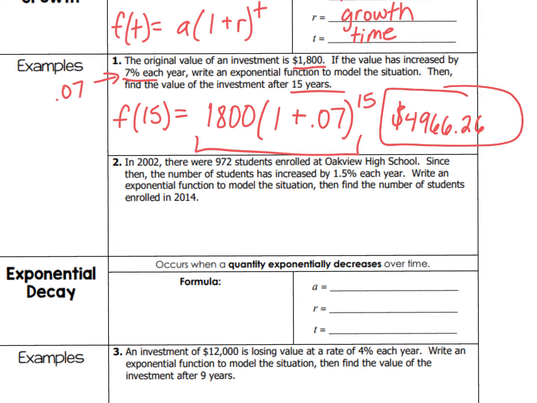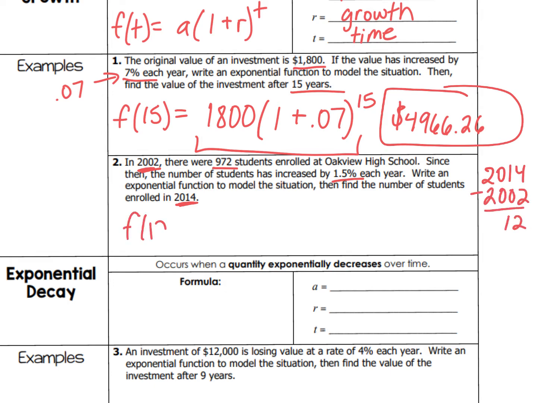Okay, so in 2002, there were 972 students, increased by 1.5%. Write a function. So how'd you get f of 12? How'd you get time of 12? 2014 minus 2002. Yeah, it didn't tell me how many years. It just asked how many years have passed from 2002 to 2014. So you just have to subtract 2014 minus 2002, and you get 12.